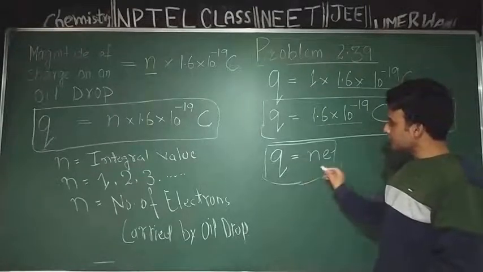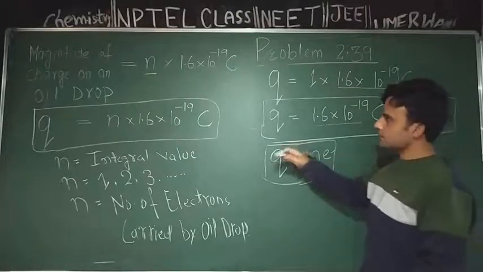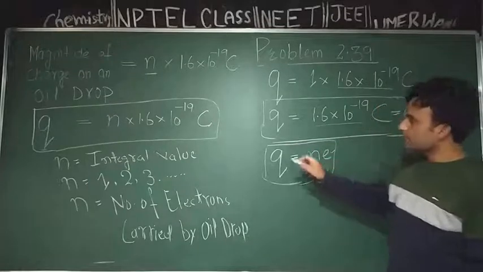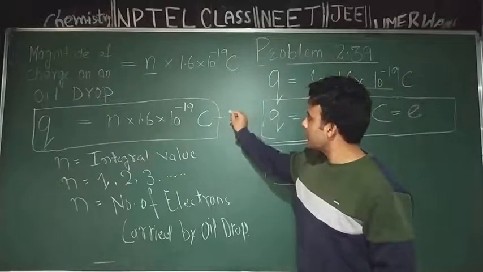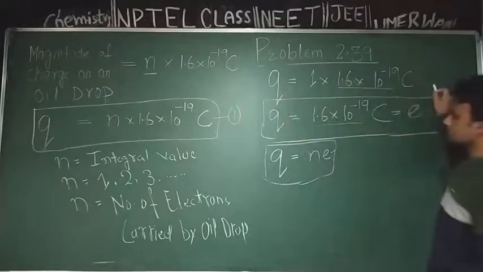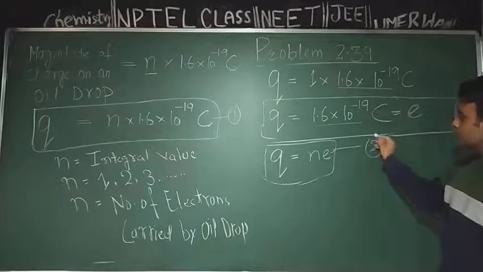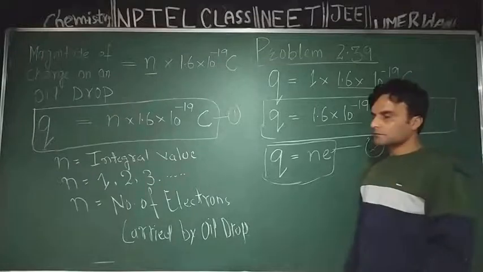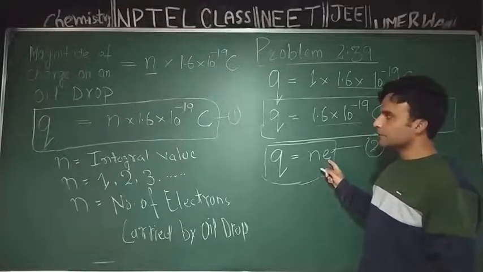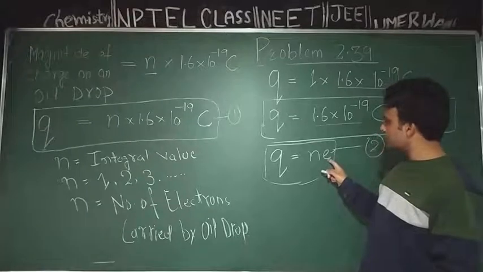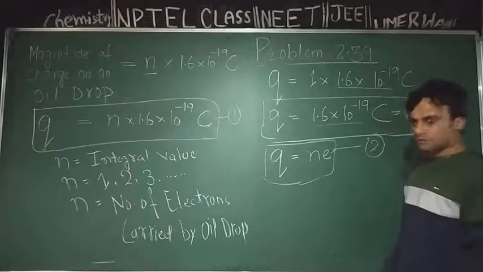Now I will use this equation. Basically all 3 equations are the same. If I label this as equation 1 and this as equation 2, both equations are the same. Here I represent 1.6 into 10 raised to power minus 19 coulombs by small e. Rest all are the same.